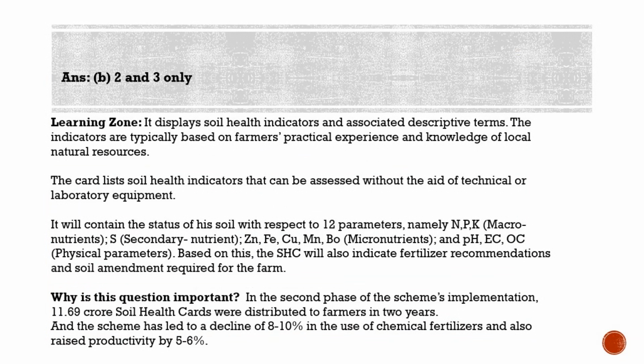Coming back to soil health card, it will be provided to all farmers in the country at an interval of 3 years. It enables the farmers to apply recommended doses of nutrients based on soil test values and thereby preserve the soil quality. This question is important because in the second phase of this scheme, 11.69 crores of soil health cards were distributed to farmers in 2 years, which is a great achievement. And the scheme has led to a decline of 8 to 10% in the use of chemical fertilizers and also raised productivity by 5 to 6%.